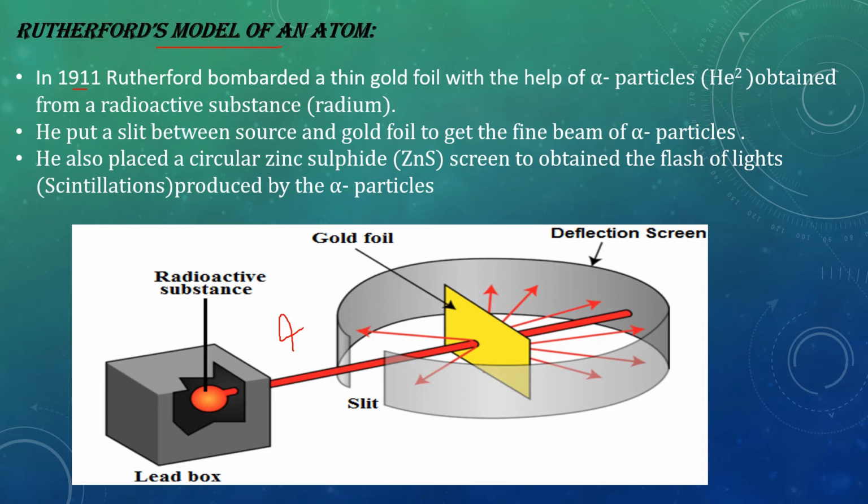Now alpha particles are obtained from the source of a radioactive element, maybe radium or thorium, which is kept in a lead box. There is a slit to produce a fine beam. When alpha particles move from the source, pass through the slit and strike the gold foil, there is a circular screen made of zinc sulfide behind the gold foil, to detect the scintillation produced by the alpha particles.